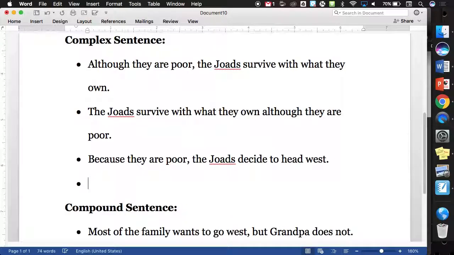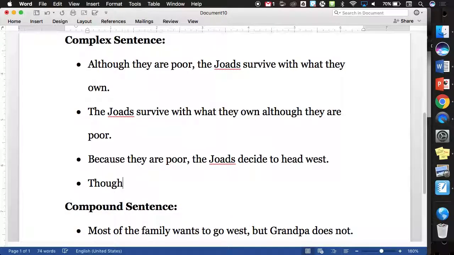Though they are hungry, comma, Jodes feel, I can't read. The Jodes track onward. Is it trek onward? The Jodes trek onward, though they are hungry. I wouldn't need a comma for it. Though they are hungry, dependent clause. The Jodes trek onward. Yep.